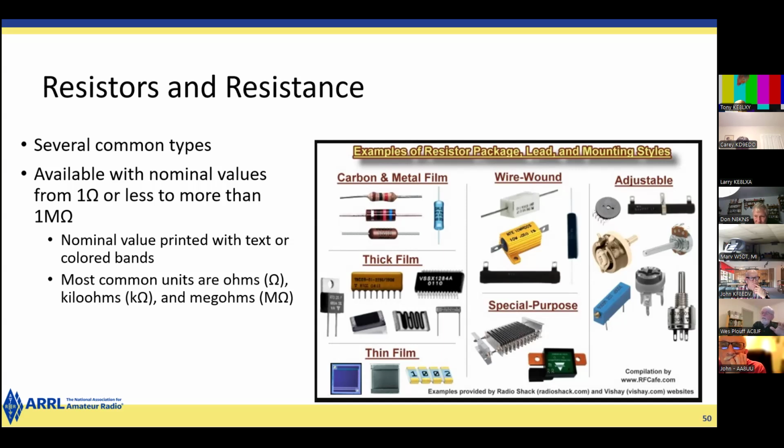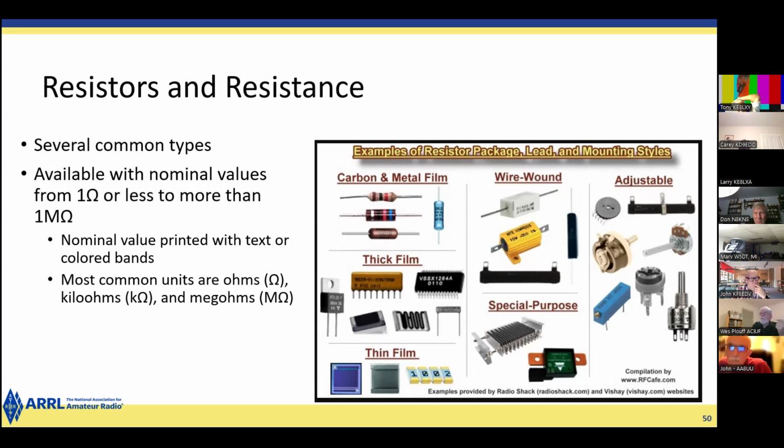And those are generally low power resistors that you see in electronic circuits that involve power levels of under a watt. And then when you get up higher than that, you see larger components.